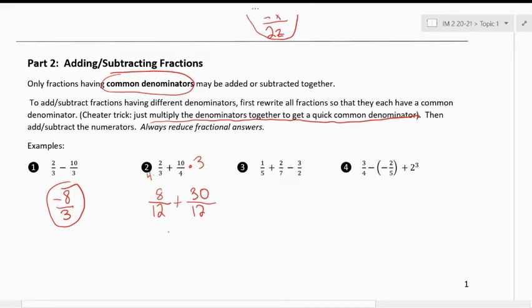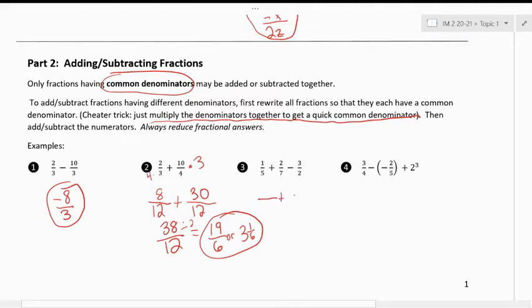Now we add up our numerators. And then we can simplify. We are going to divide by 2. And we get 19 over 6, or 3 and 1 over 6. I don't care which way you write it, as long as it's correct.